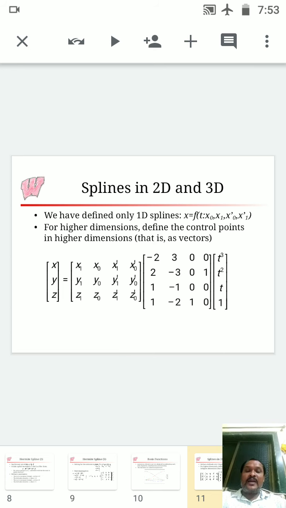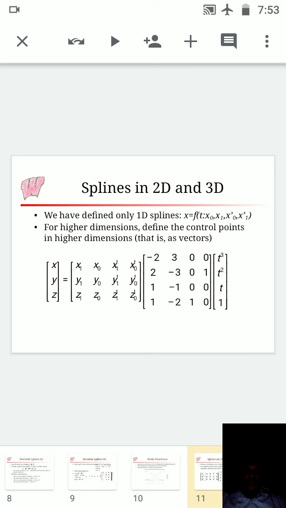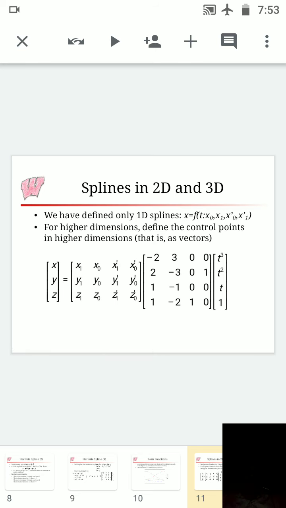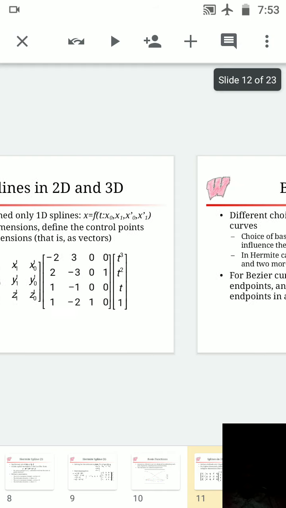So with x, y and z as parameters, we have x1, y1, z1, then x0, y0, z0, then x1 dash, y1 dash, z1 dash, and x0 dash, y0 dash and z0 dash. This will show you indications in the figure, which is equal to minus 2, 3, 0. So these are the parameters as shown in the figure.